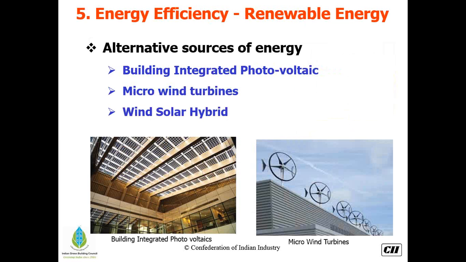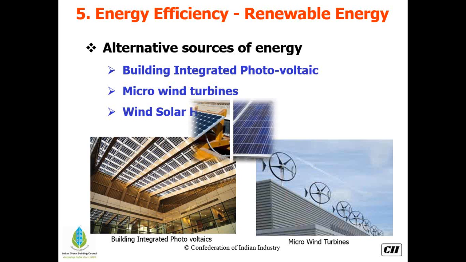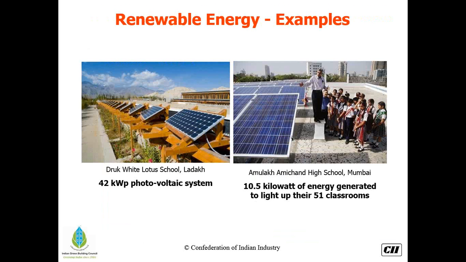Another way of reducing energy consumption is to have alternative sources of energy like solar panels, which you can implement on your buildings themselves. A few alternative sources of energy are indicated here, such as building integrated photovoltaics, micro wind turbines and solar hybrid. There are also hybrid systems available, which are renewable energy systems. These are a few schools which have already implemented solar panels and are using them effectively.